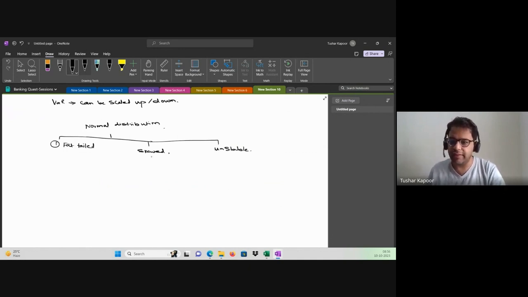What do we mean by fat-tailed? Fat-tailed means if I look at the last 10 years of data, there are now two wars that we are dealing with. There was COVID in between, and there are other things that happened. So all of these are outliers, and the outliers are the ones that cause the tails to be fat in nature.